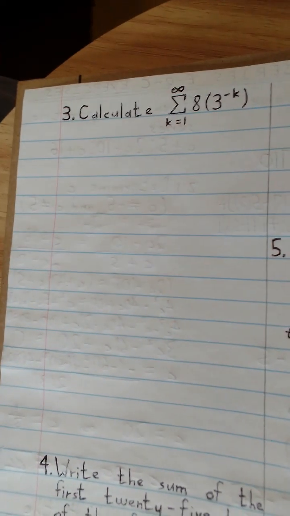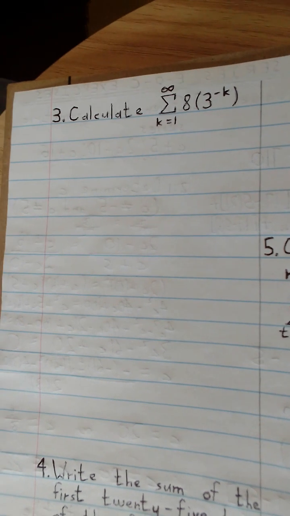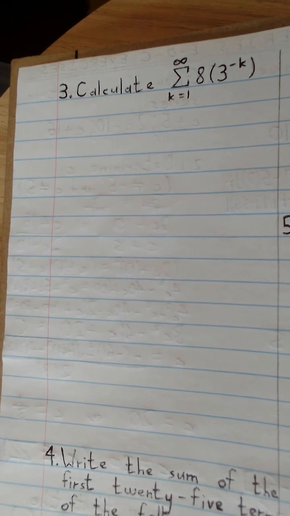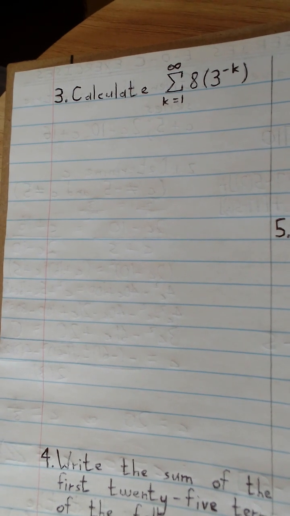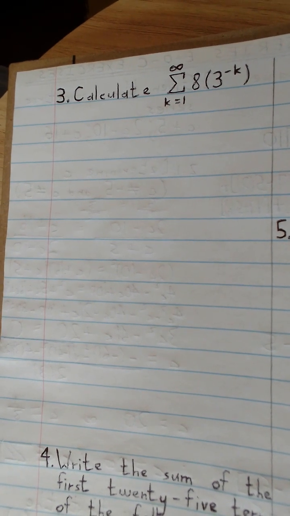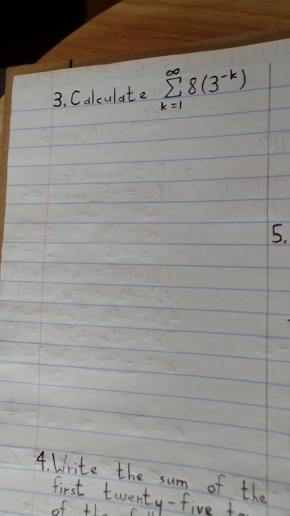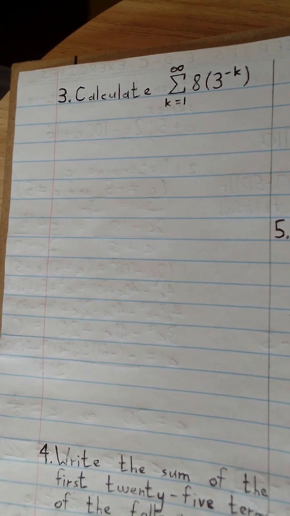Okay, I hope that makes sense. So number 3 states, calculate the summation of 8 times 3 to the power of negative k from k is equal to 1 to k is equal to infinity. So this is sum to infinity.